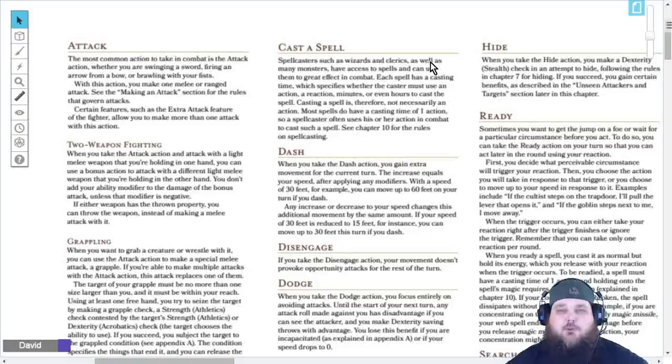So spellcasters such as wizards and clerics, as well as many other monsters and special archetypes, can cast spells. Hybrid classes like the Paladin and the Ranger, and also specialty classes like the Eldritch Knight Fighter and the Arcane Trickster Rogue, can cast a spell. Each spell has a casting time, and if you meet the verbal, somatic, and material components, you can cast a spell as long as it's one action.